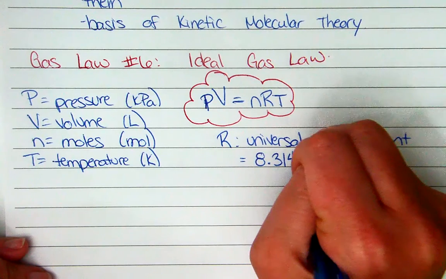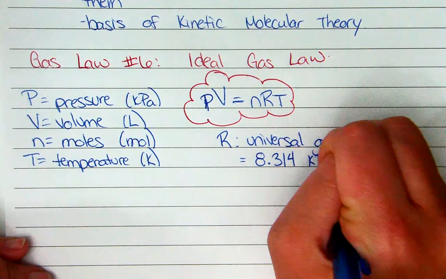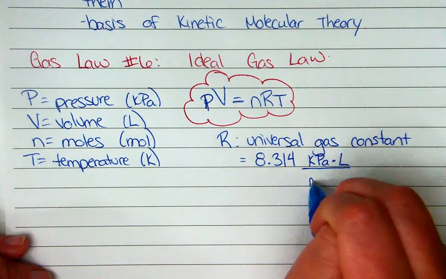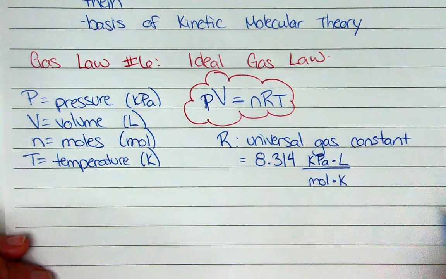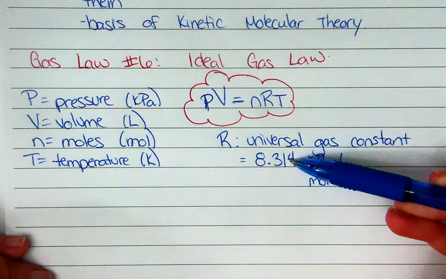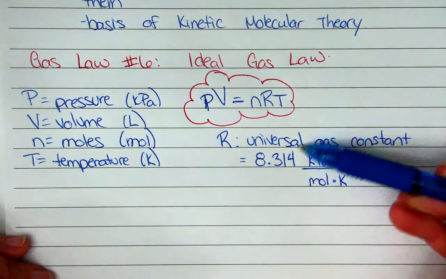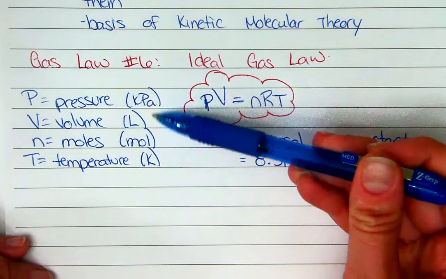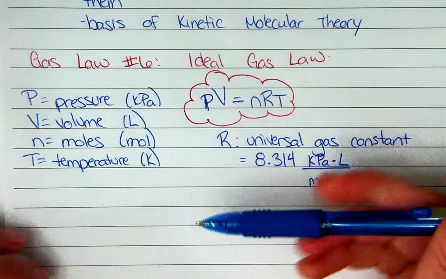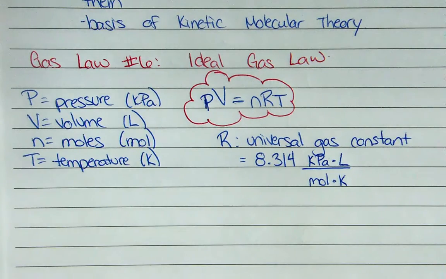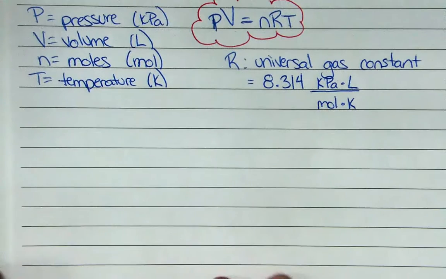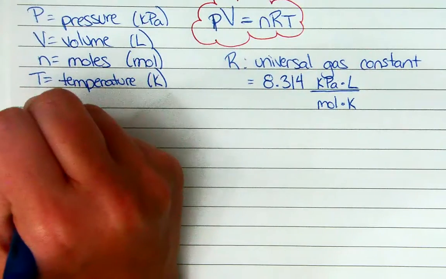8.314. Now the unit is a little bit wonky. Kilopascal liters over mole Kelvin. These units here are specific to this constant. These units are why these other variables have to be in these units. If they're in something else, you have to convert. Have to. Okay? Well, you can probably figure out what we're going to do next. We are going to do a sample problem.